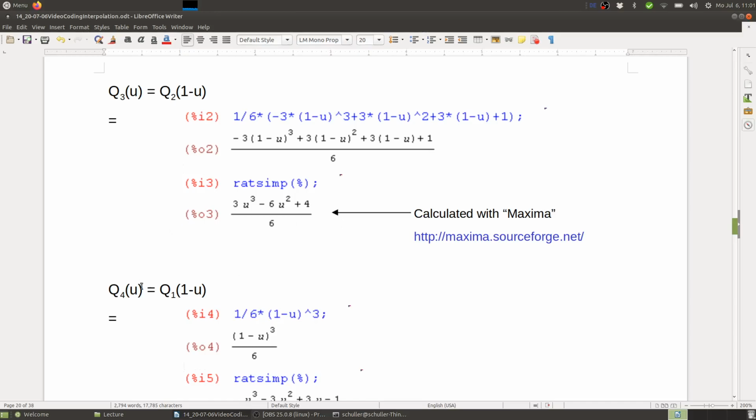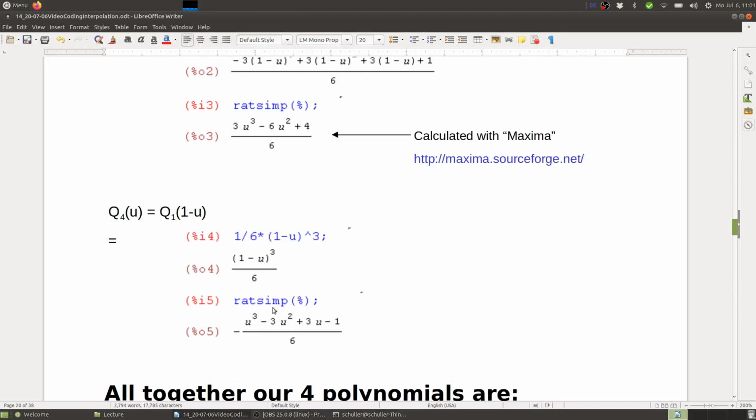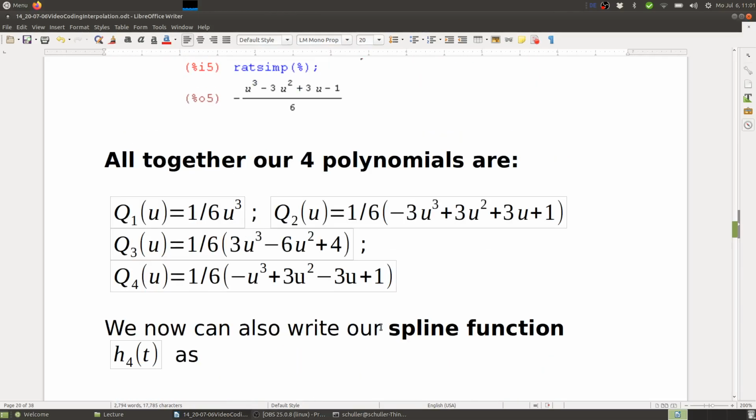And the same can be done for Q4. This is simply the mirrored version of Q1, substituting u by 1 minus u. So here you can see it. This was the first polynomial, and instead of u I have 1 minus u. Again, I'm doing rational simplify, and this is the polynomial I'm getting. So altogether we have 4 polynomials, one polynomial for each interval. So this is our result.